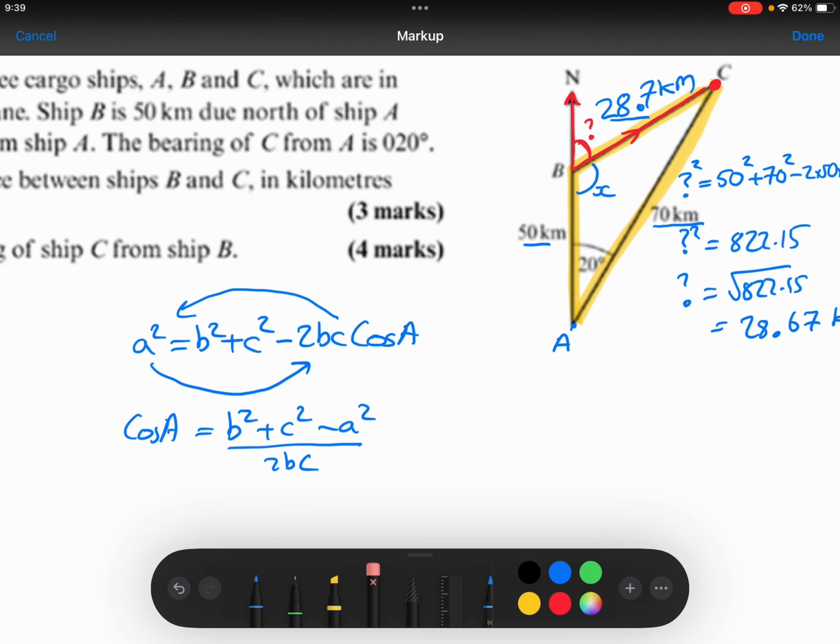Important thing when using this formula is that the side A has to be the side that is opposite the angle we're trying to work out. The B and the C don't matter. So in this case, my A has to be 70 because that's the one that's opposite the X that I'm trying to work out.